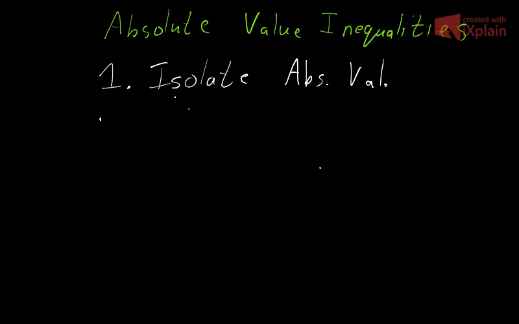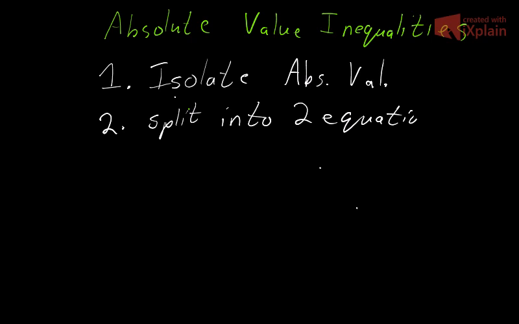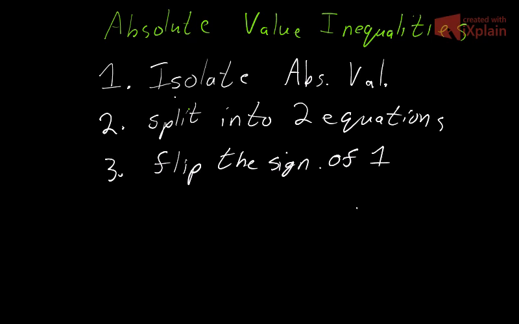After we get it all alone, what we want to try to do is split the equation into two equations. So we're just going to write it twice, and we're going to flip the sign of one of our equations.